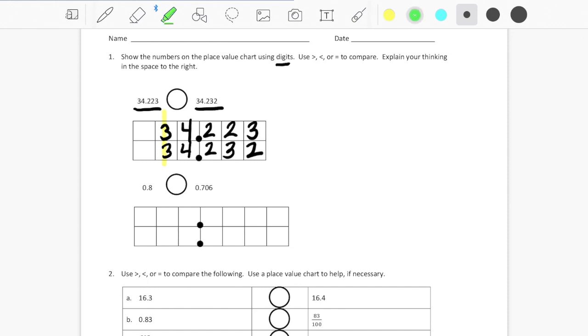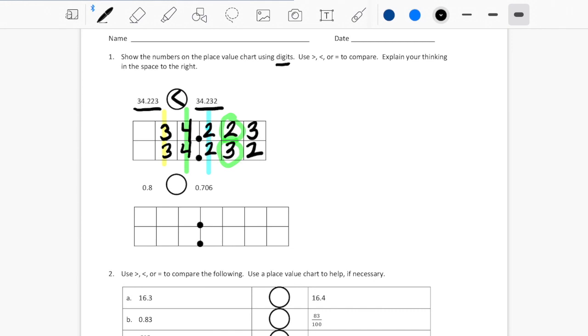Now I keep looking to the next smallest, which is my ones. I have 4s. Again, they're the same. I'm going to look to my tenths. I have 2 tenths in both numbers. Now I'm going to look to my hundredths. Here I have 2 hundredths. Here I have 3 hundredths. 3 hundredths is larger, so I have found my comparison.